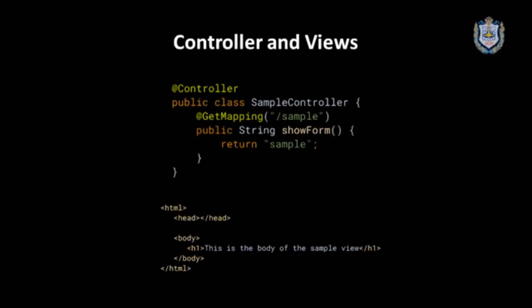Let's have a look at an example of a basic controller, and the corresponding JSP resource is the sample JSP file. The JSP-based view files are located under the WEB-INF folder of the project, so they are only accessible to the Spring infrastructure and not by direct URL access.